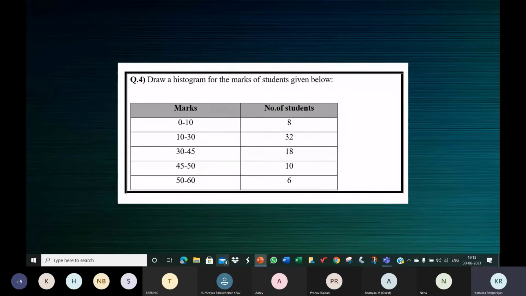Are the class intervals continuous? 0 to 10, 10 to 30, 30 to 45. If you pick up from where you stopped, that means they are continuous. 0 to 10, you stop at 10, and you pick up from there. 10 to 30, 30 to 45. In what sense are they not continuous? They are continuous.